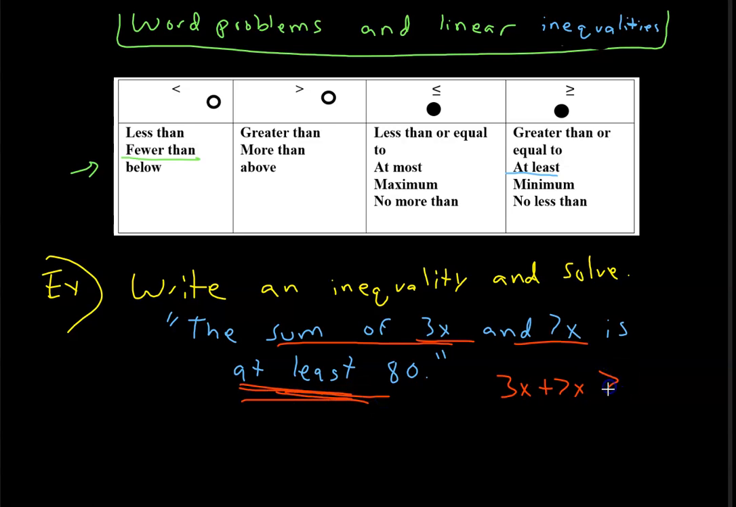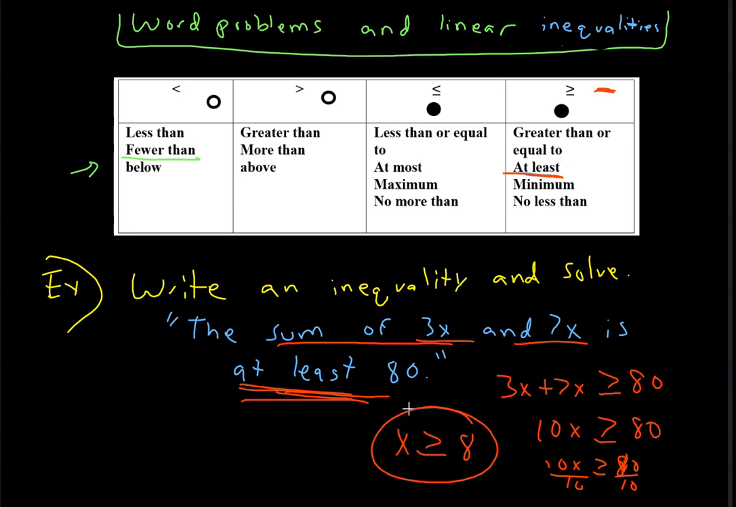So I know it's got to be greater than or equal to, just by using that wording. And if you look up, at least is underneath the greater than or equal to part. So I know that 10x has to be greater than or equal to 80. Now I divide by 10. And that's an 80, sorry. So that would be x is greater than or equal to 8. All right, let's try one more.